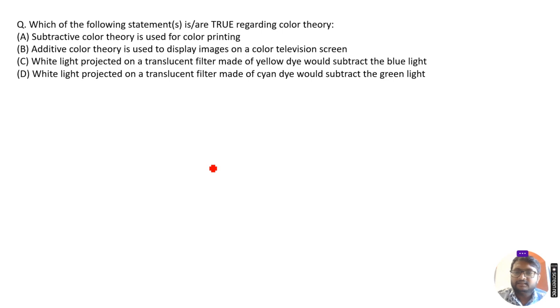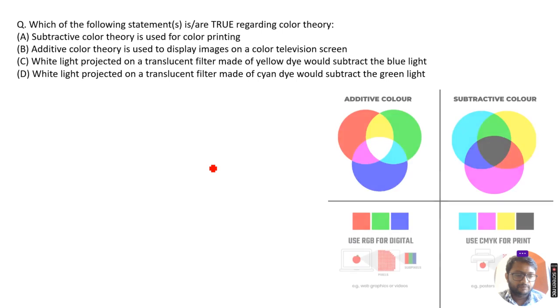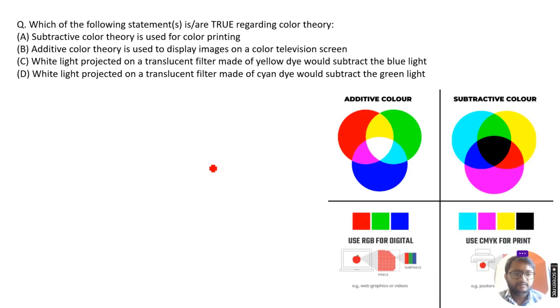White light projected on a translucent filter made of yellow dye subtracts... So I will give you a bit of a hint for this. Now you have additive and subtractive color theory. As you told, additive is used for digital images and subtractive is used for color printers, like CMYK. Now these two are correct. Now we have to check whether C and D are correct or incorrect.